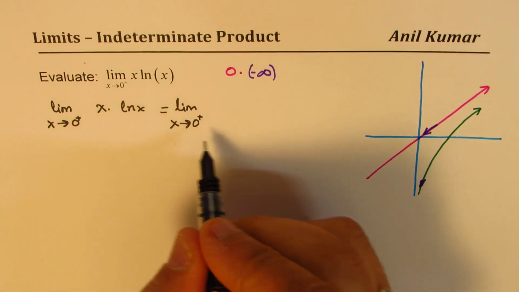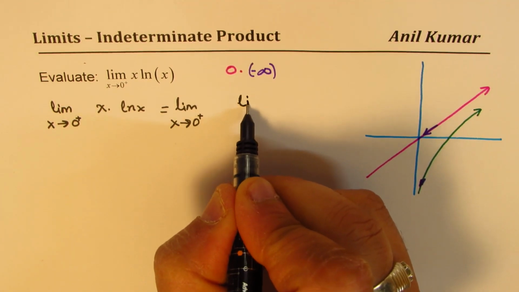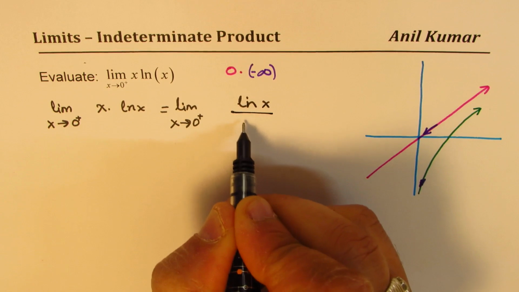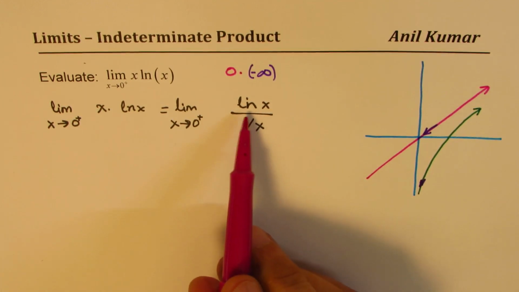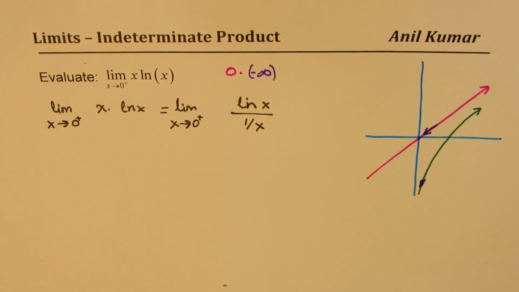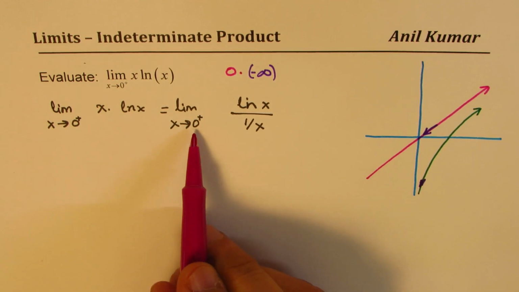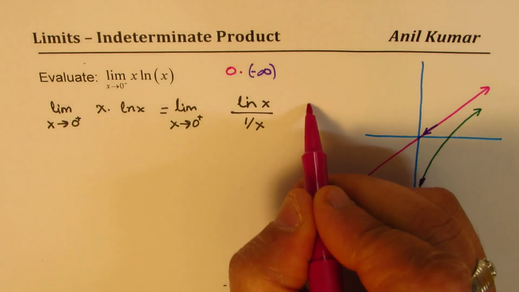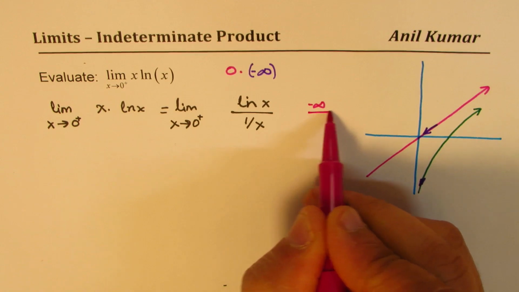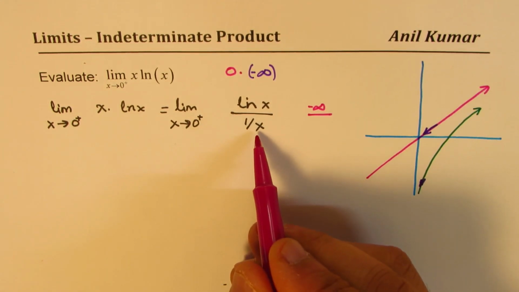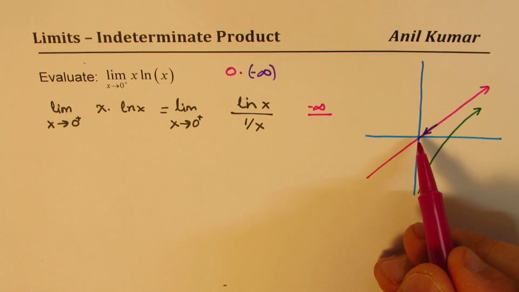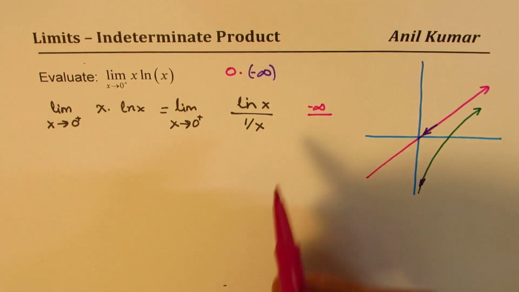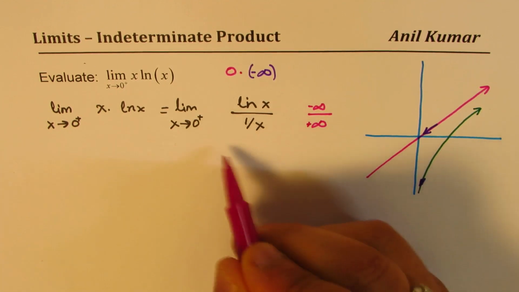So x we could write in the denominator. I'll write this as ln x over 1 over x, correct? It's one and the same thing. Now you can see that as we approach 0 from the right side, ln x is approaching negative infinity. As far as 1 over x is concerned, it will approach positive infinity, right?